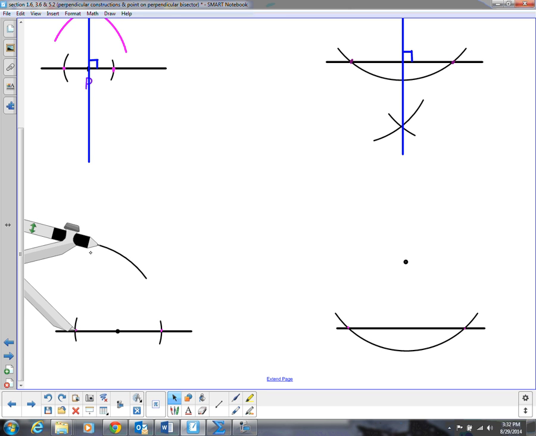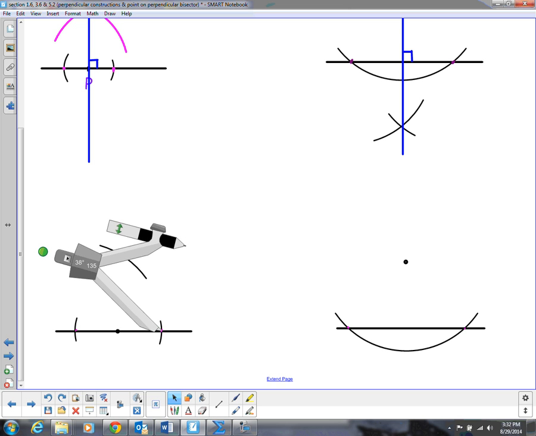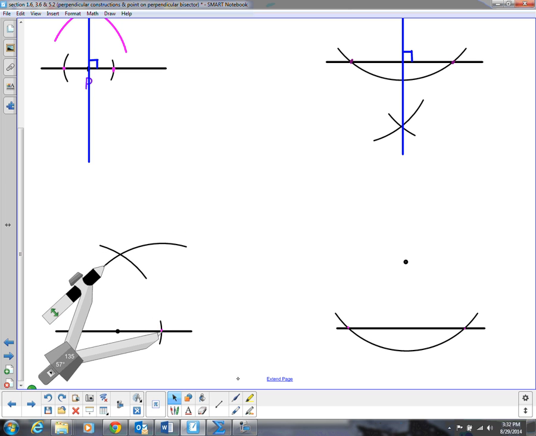Doesn't matter whether it's above or below. I'm going to go to my other point of intersection, and I've got to maintain my compass opening, and I'm going to draw another arc. The goal is to get the 2 arcs to intersect, which they do here.